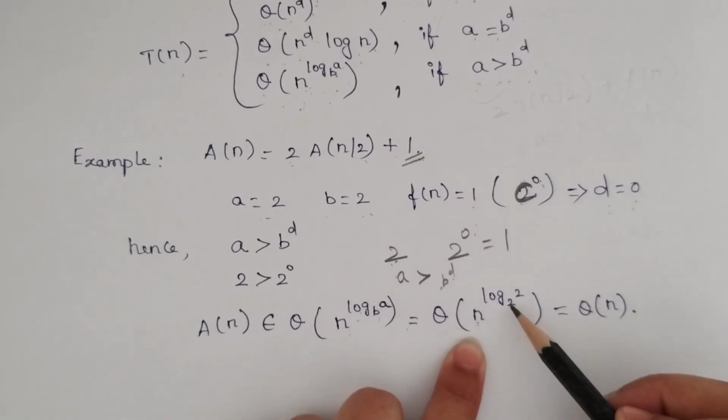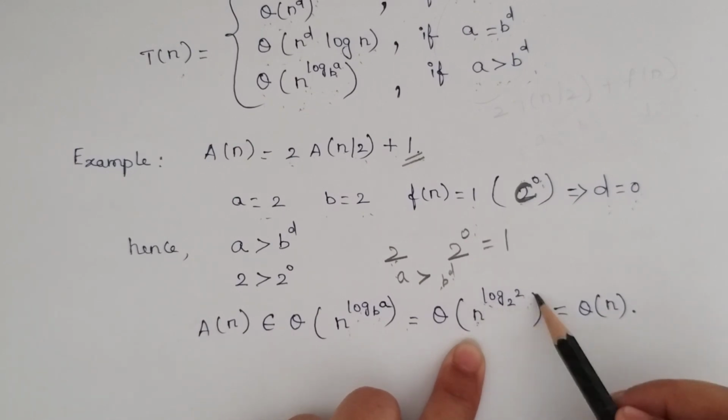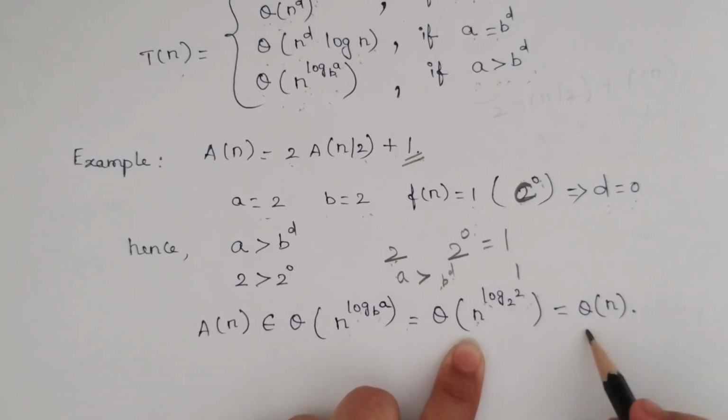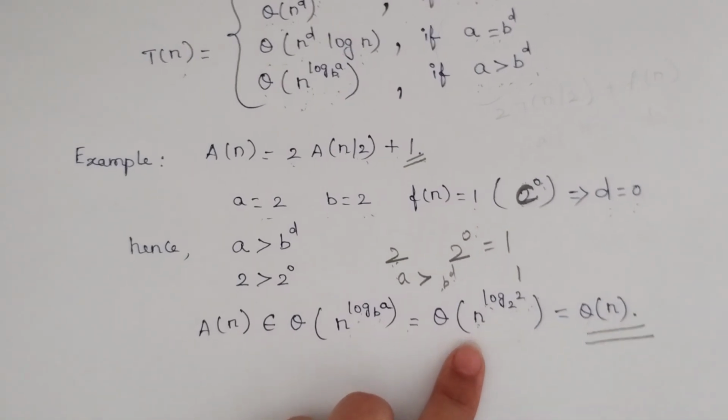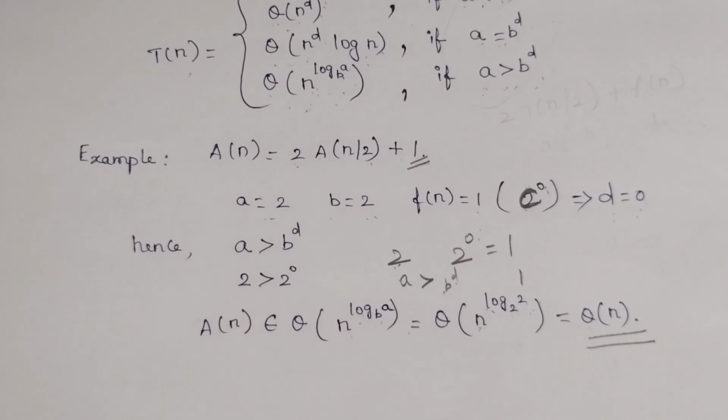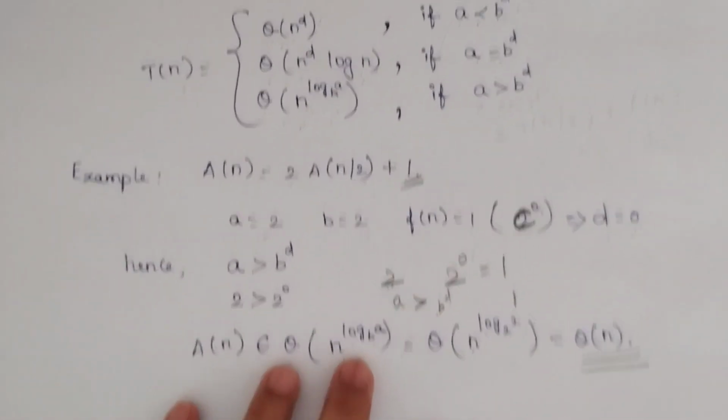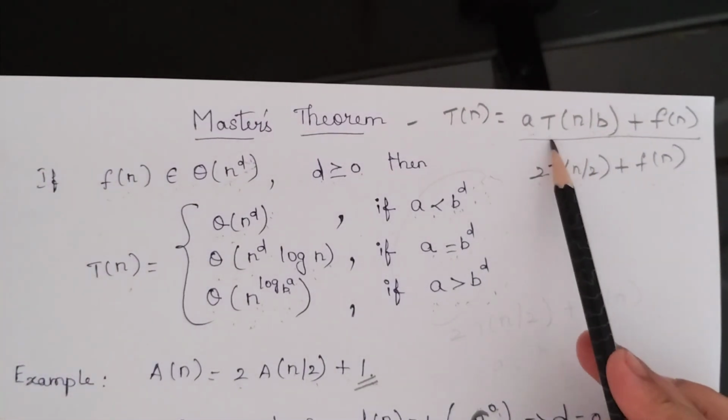So if you apply the values of a and b, that is log 2 base 2. The value of log 2 base 2 is 1. If that is the case, then finally we retrieve the time complexity as theta of n. So this is how we need to find the time complexity for a recurrence relation which is in the form of Master's theorem.